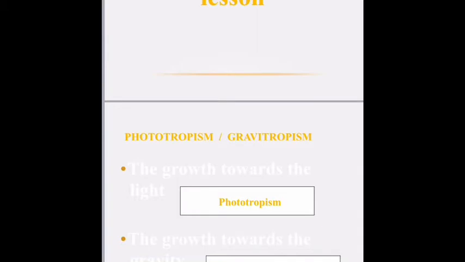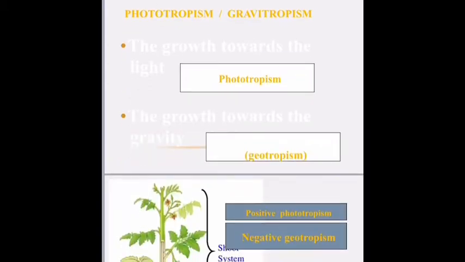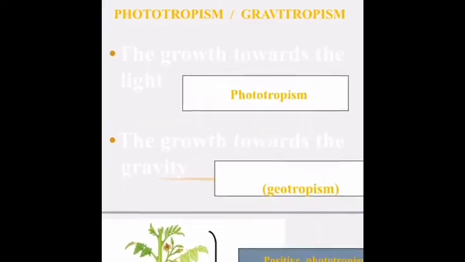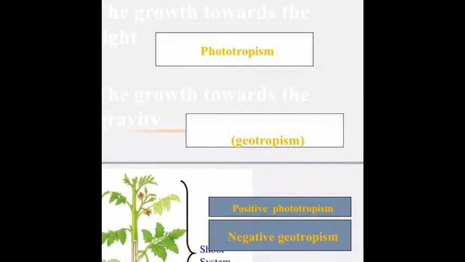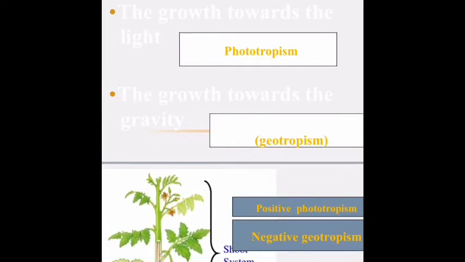We have talked last time about how plants respond to a stimulus. We said this is called tropism, and there are two types of tropism, phototropism and geotropism or gravitropism. The growth towards the light, we call it phototropism. The growth towards the gravity, we call it geotropism.